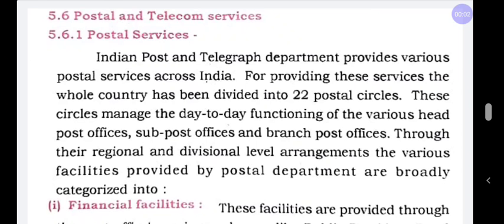In the previous class, we learned the second business service, that is insurance. Today in this class, we are going to learn the next business service, that is communication services. Communication services play a very important role, and are very important for all kinds of business.